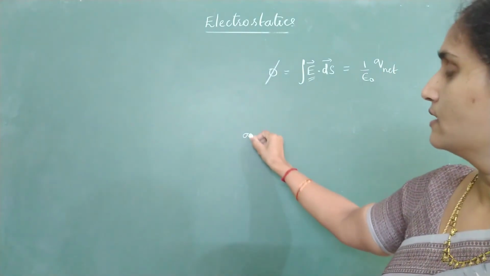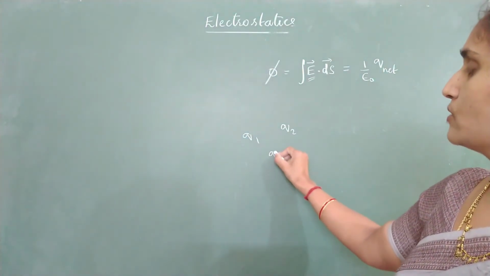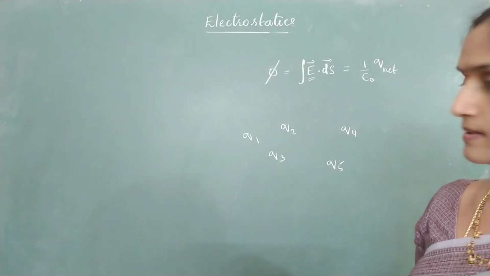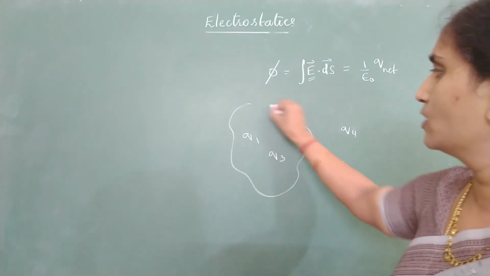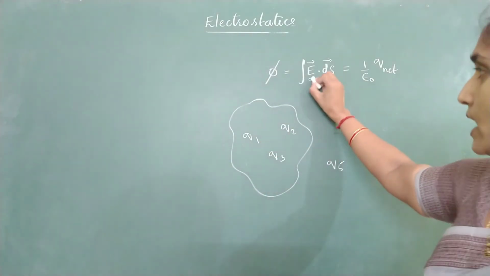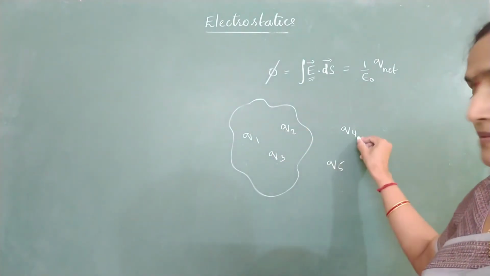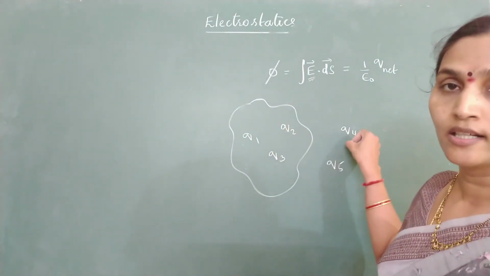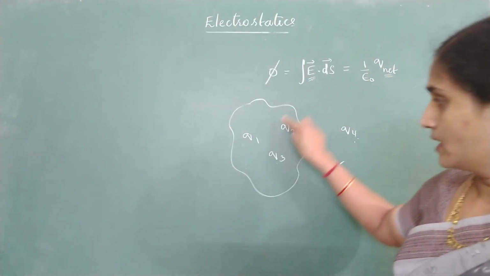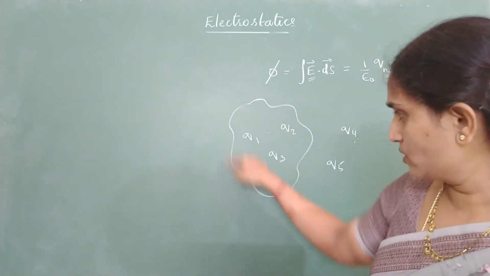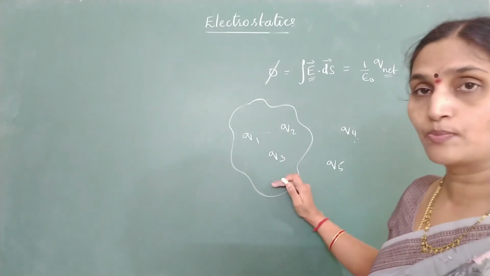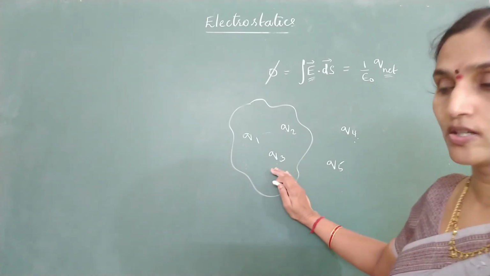To understand this, I will randomly take a number of charges in free space. Assume I have constructed this as my Gaussian surface. When you are evaluating the electric field, it is due to all the charges Q1, Q2, Q3, Q4 and Q5. Whereas the net charge I am writing here is only the charge enclosed by the Gaussian surface, that is Q1 plus Q2 plus Q3. Remember this point when you are solving questions on Gauss law.